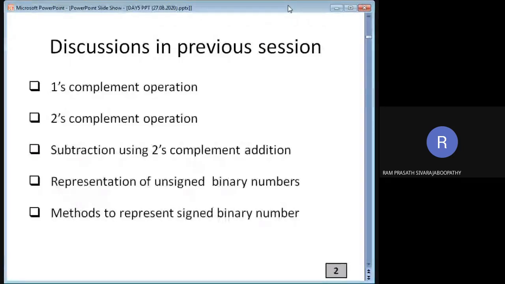Can you type it in the chat box? What are the methods we have discussed in the signed binary number representation? Can you type it in the chat box? See, if I am not audible, kindly say. Audible, sir. Okay, so type the different representation for signed binary numbers. So in the previous class, yes, signed magnitude, signed ones complement and signed twos complement. Very good. Sabari Shetty replied.